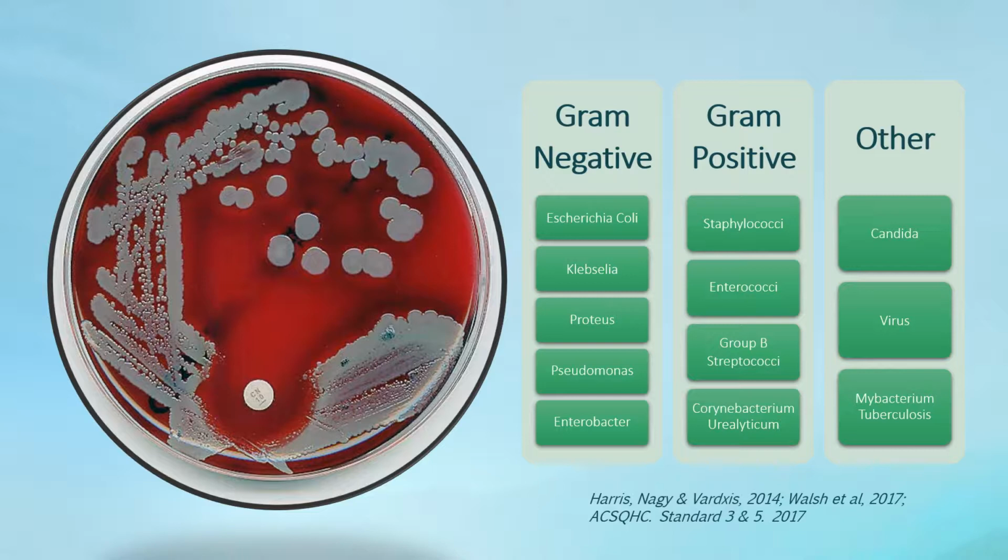However, some pathogens of note in causation of urinary tract infections are Klebsiella, Proteus, Pseudomonas, and Enterobacter in the gram-negative group, and Staphylococci, Enterococci, Group B Streptococci, and Corynebacterium urealyticum in gram-positive.